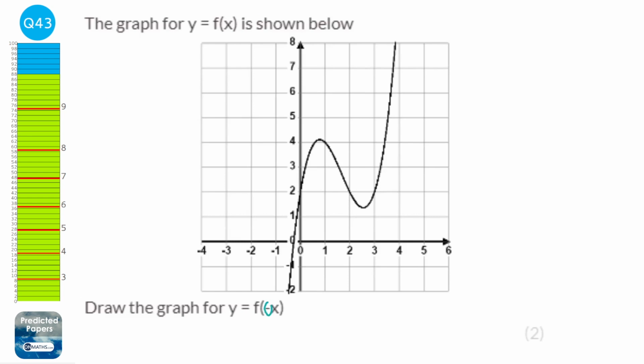We can see that there's a negative before the x inside the function for the graph we were asked to draw. And what that will do is it will just reflect the graph in the y-axis. So what we're going to do is just mirror this graph, and we can see it crosses the y-axis at (0, 2).